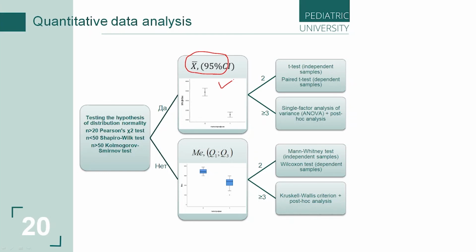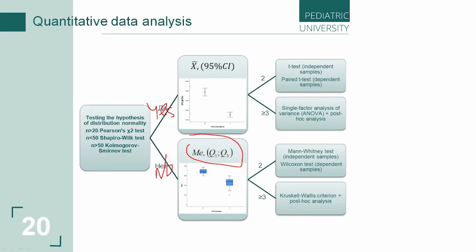What is next? Then, depending on the number of groups, as I said, we should analyze and select appropriate criteria. If we have independent samples, we should use the Student's criterion. And the Student's criterion for independent samples is the paired t-test if we have dependent samples. So, if we have not a normal distribution law, this part will be no. This will be yes. Sorry.